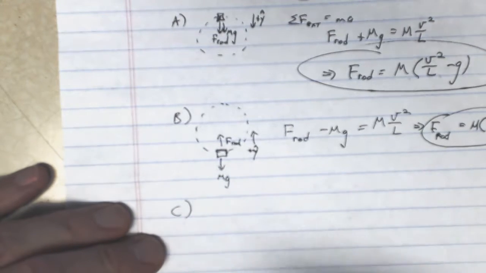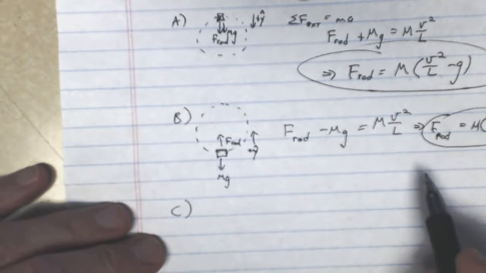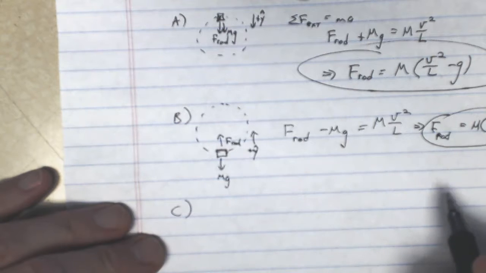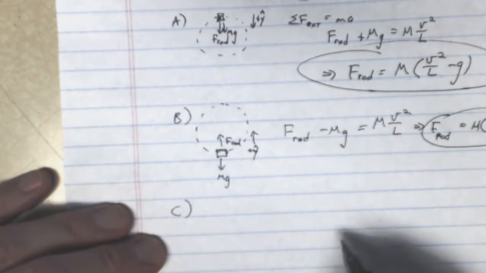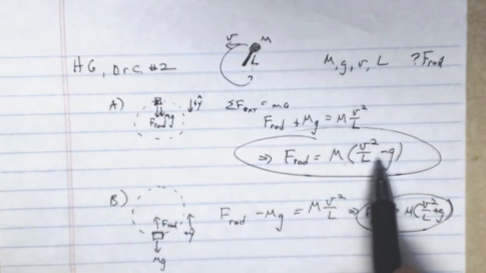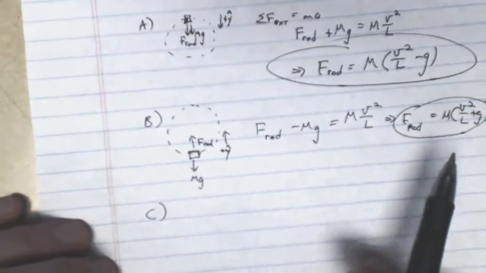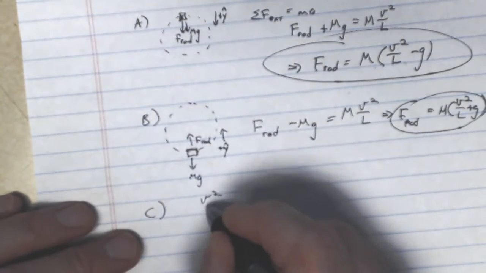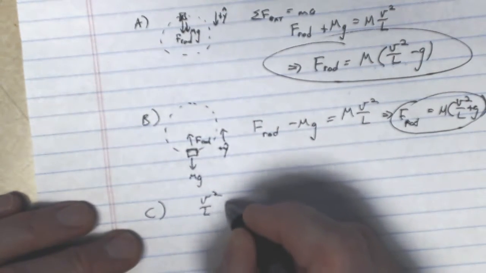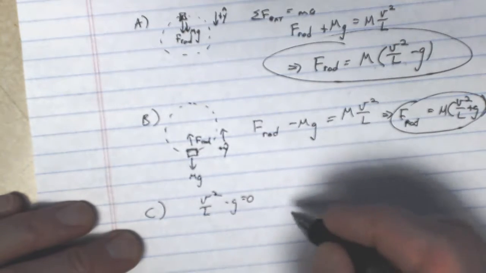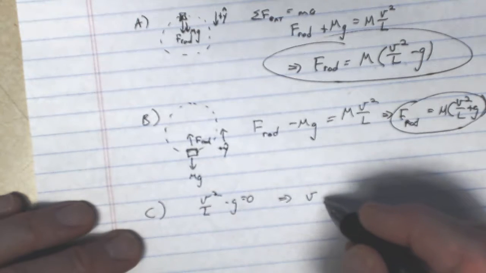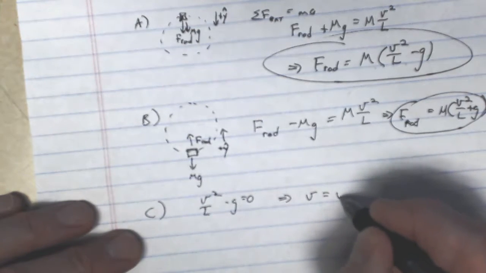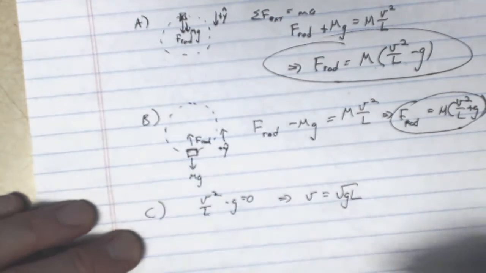Part C says, like I just said, the force at the bottom is always tensile. The force at the top will switch from tensile to compressive at some particular frequency. What is that frequency? Well, we just said the condition for this term to change signs is when v squared over L minus G equals 0. And that tells me that it will change from a tension to a compression or back again when v equals the square root of GL.